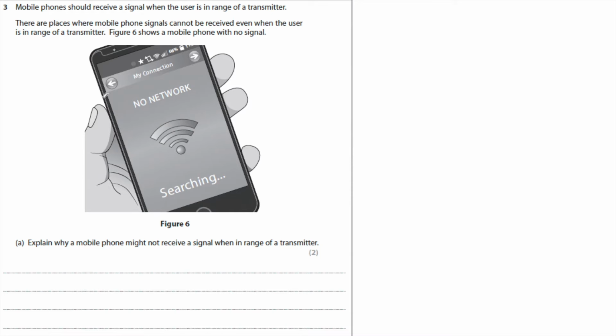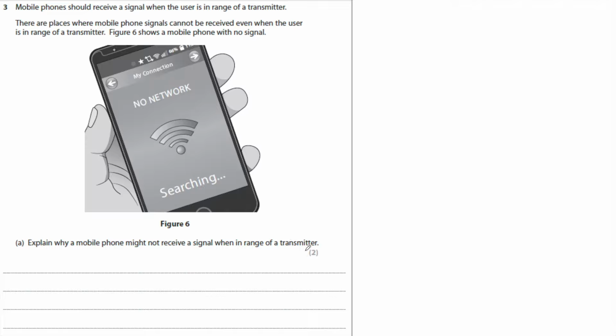Mobile phones should receive a signal when the user is in range of a transmitter. There are places where mobile phone signals cannot be received even when the user is in range of a transmitter. Figure 6 shows a mobile phone with no signal. Explain why a mobile phone might not receive a signal when in range of a transmitter.